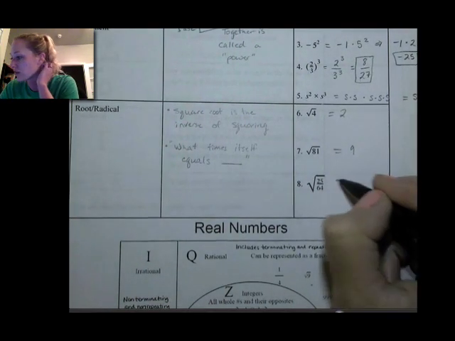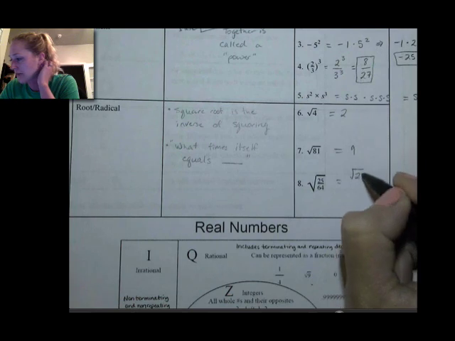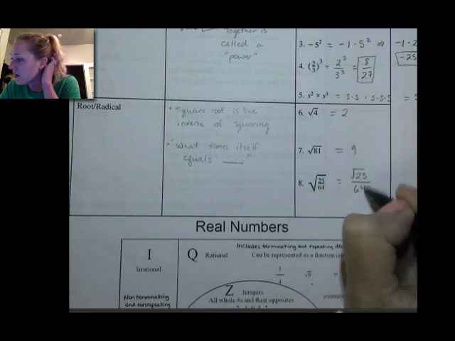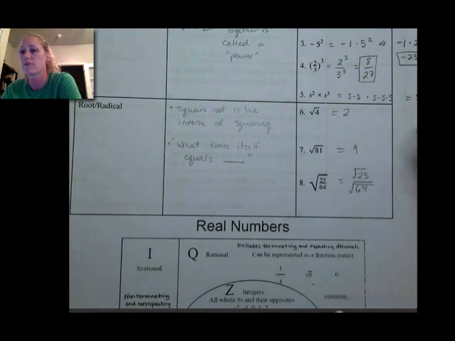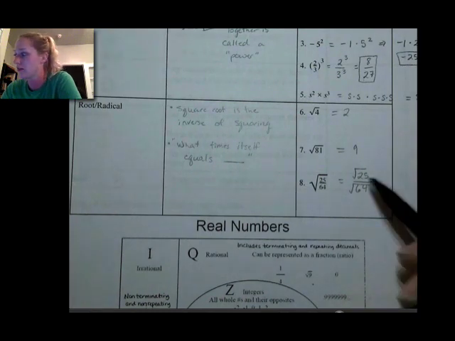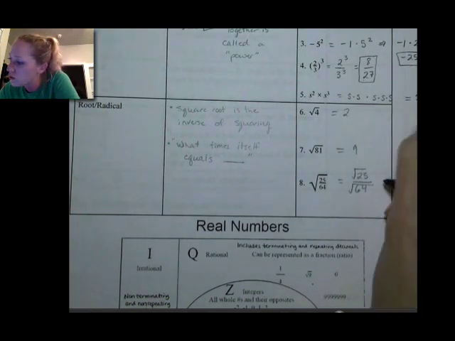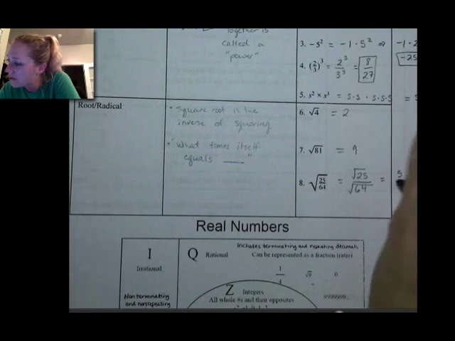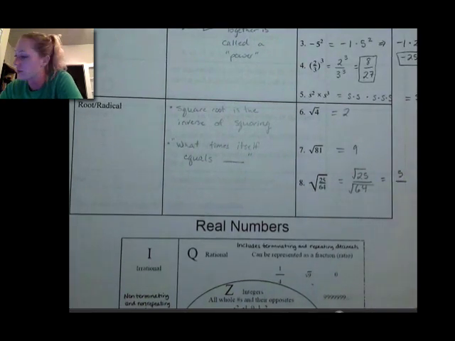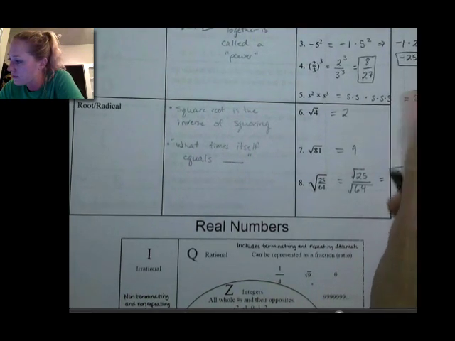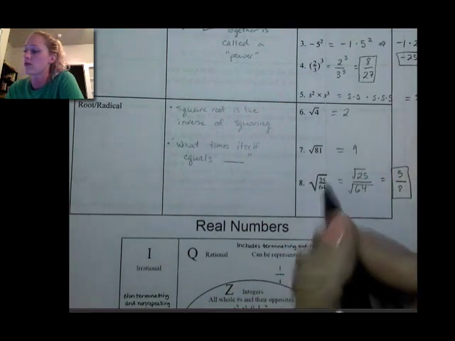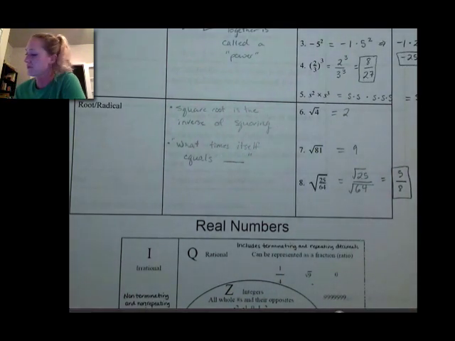With fractions, you can think about it this way, the square root of the top over the square root of the bottom. So I'm going to kind of ask that question twice. What times itself gives me 25? That answer is 5. What times itself gives me 64? 8. So 5/8 is the square root of 25/64.